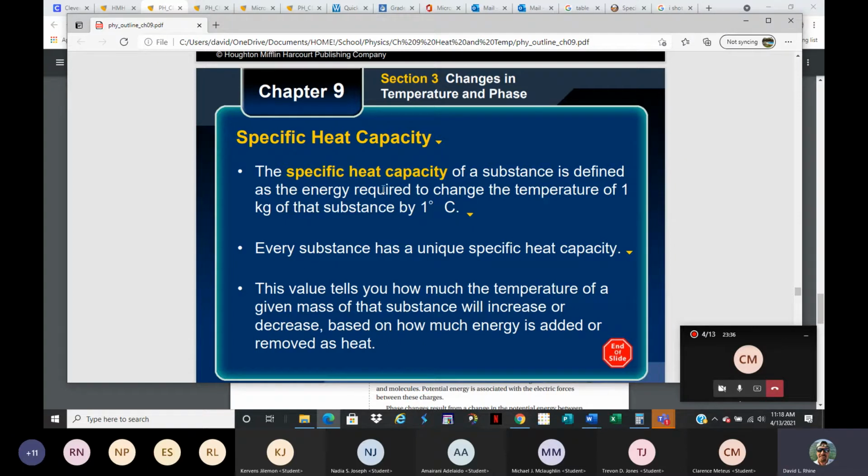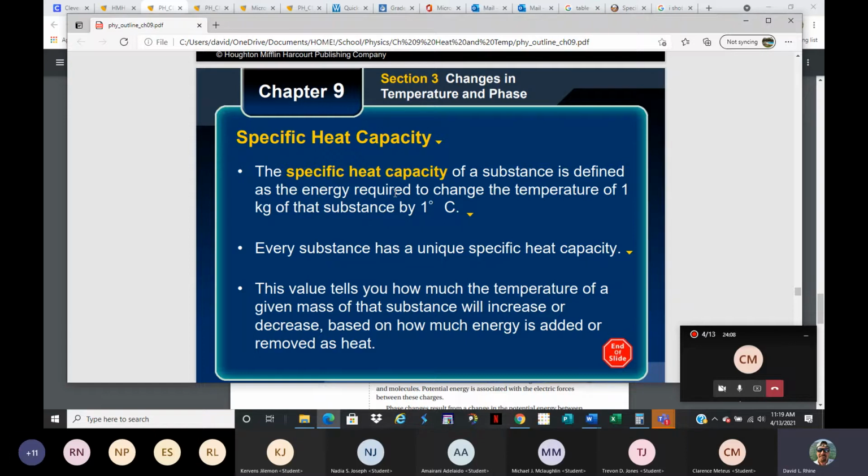All right. So specific heat capacity of a substance, there's a definition. It's how much heat is required to change a certain amount of that substance by 1 degree Celsius. That's called the specific heat capacity. And specific is because every substance has its own heat capacity. So it takes more heat to change the temperature of a piece of metal like iron than it does to change the temperature of a piece of glass.